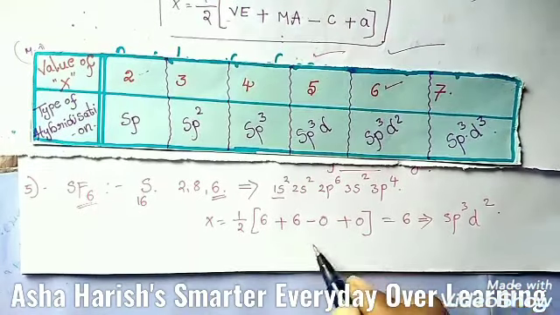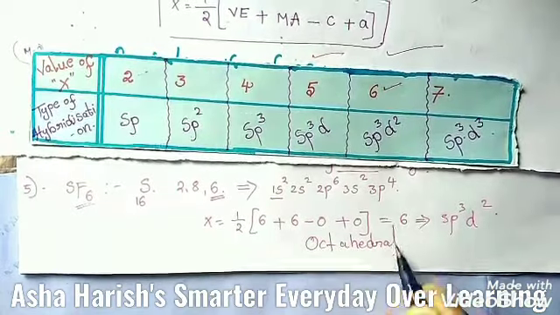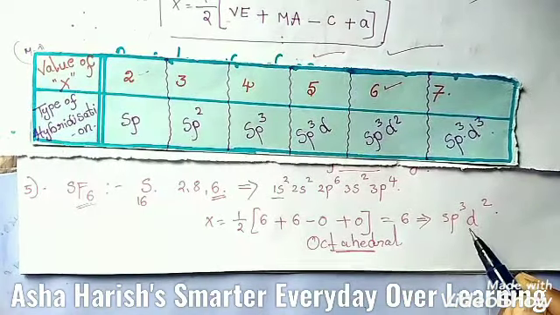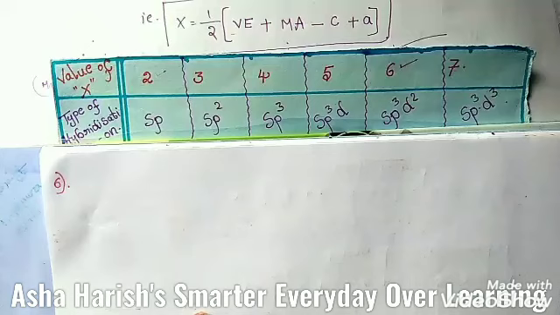sp3d2, and the shape must be octahedral, the shape based upon its hybridization. Okay, let's see the next example.